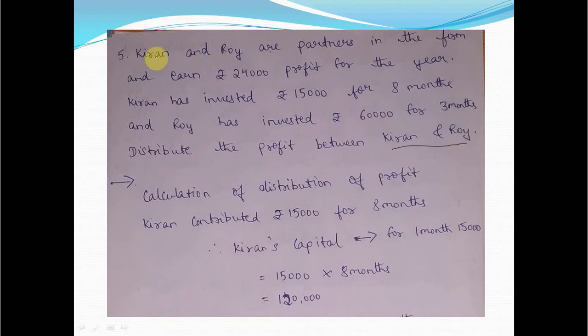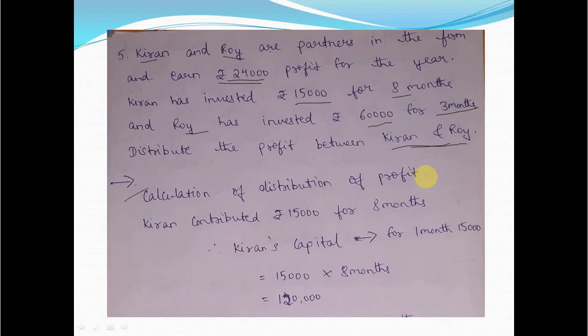So here how many partners are there? There are 2 partners, Kiran and Roy. They have earned a profit of rupees 24,000 for the year. Kiran invested 15,000 for 8 months and Roy invested 60,000 for 3 months. We have to distribute the profit among Kiran and Roy. The profit is 24,000, but we don't know the proportion ratio. If we come to know the capital, we can come to know the proportion ratio also. So let's start the problem.